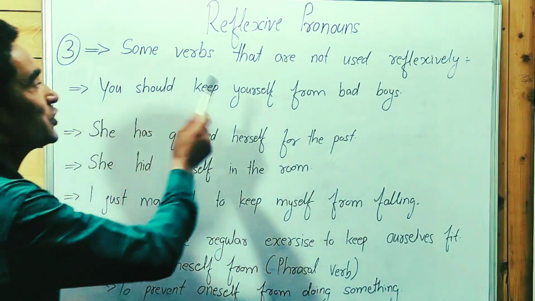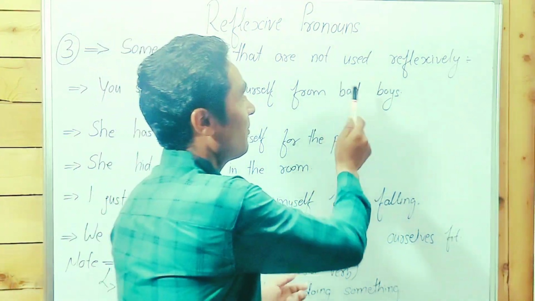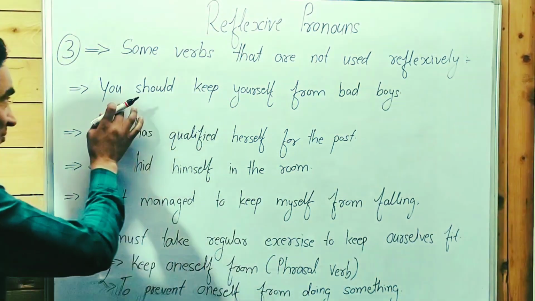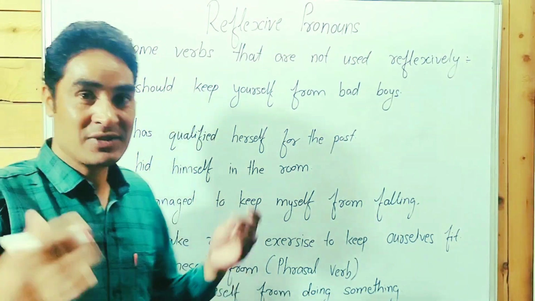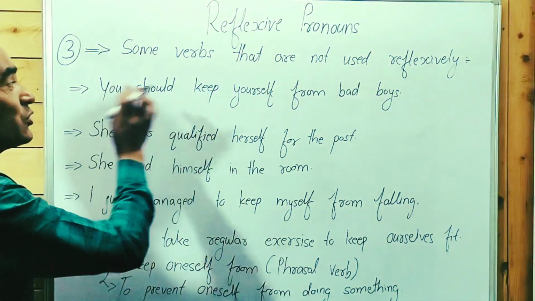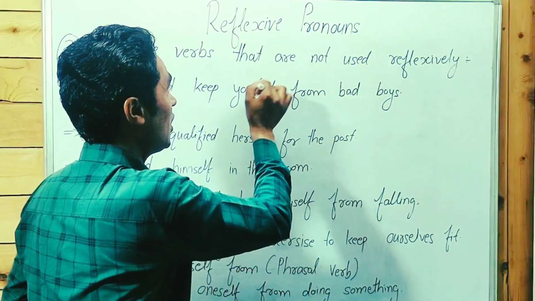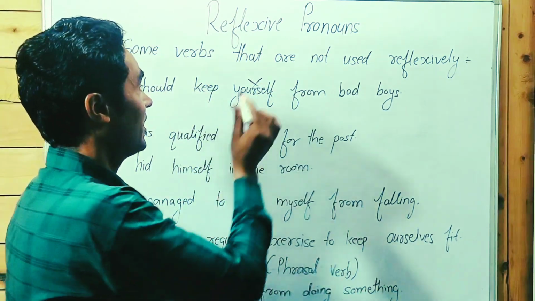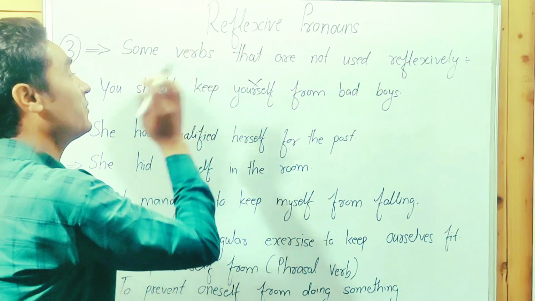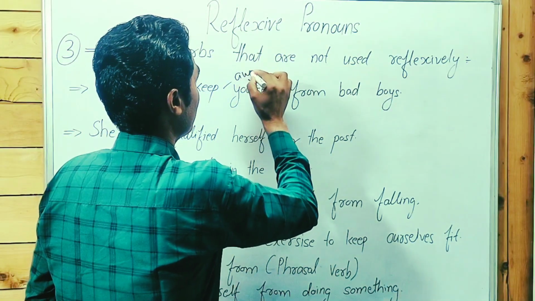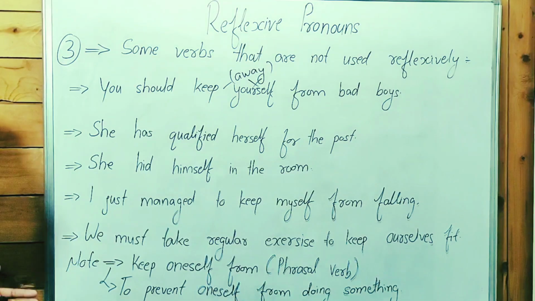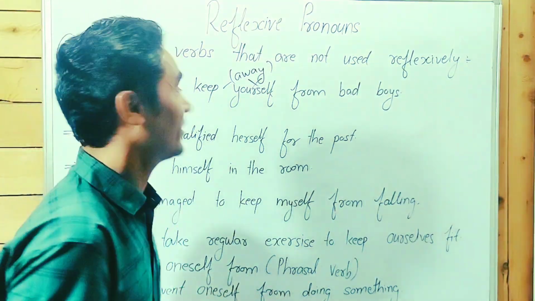First example: you should keep yourself from bad boys. At first glance, this sentence seems 100% correct, but this is an incorrect sentence. You should keep from bad boys, not yourself. Guys, you can write keep away. Away is optional, whether you want to use it or not depends on you.